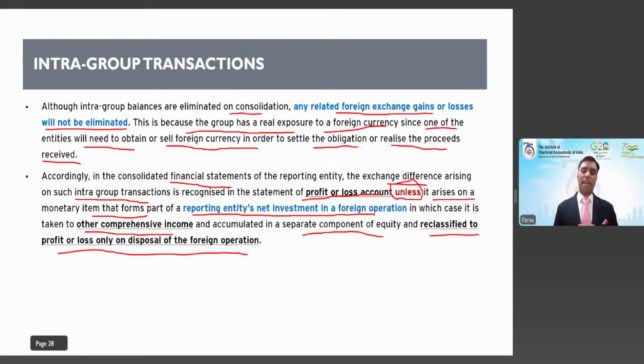So what I mean to say, if this is a normal transaction, whether there is any gain or any loss, you need to transfer this gain or loss to the profit and loss account, right? This is the normal scenario. But if this is a transaction which is in the nature of net investment in the foreign operation, in that particular scenario, you cannot recognize this gain or loss in the profit and loss account. You will have to recognize this gain or loss in the OCI, that is other comprehensive income.